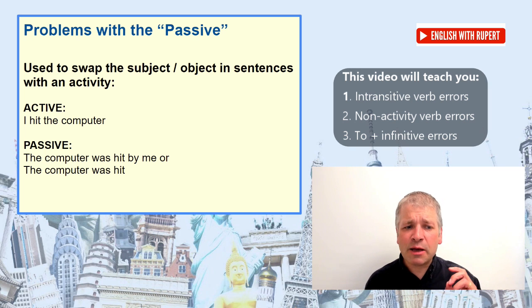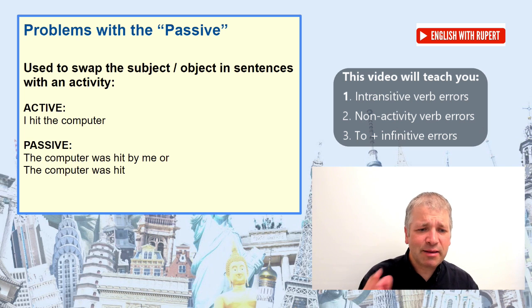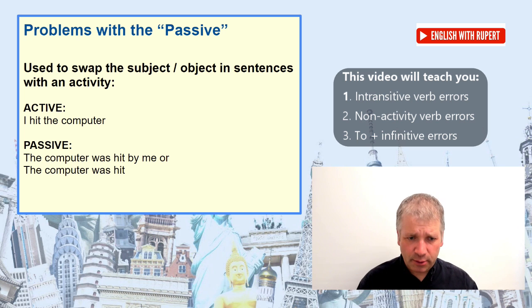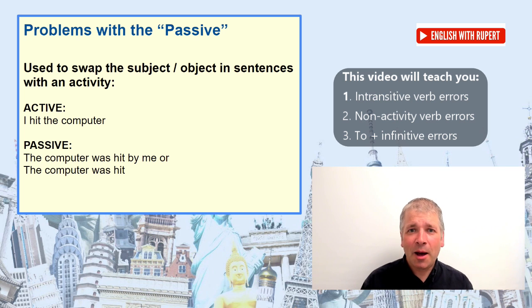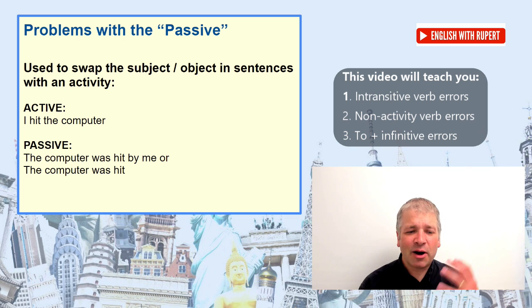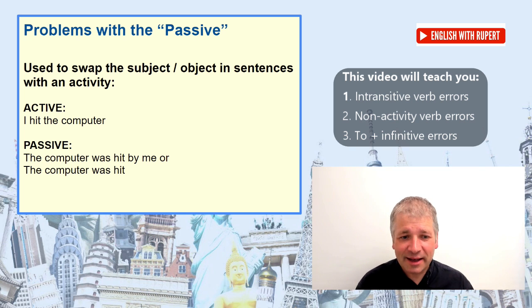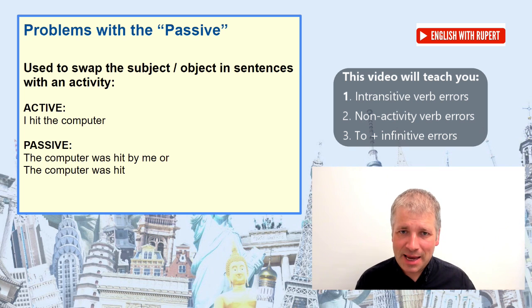So this is when we swap the subject and the object in sentences with an activity. So sentences where there is an activity. So for example, if I get really mad and my computer's not working well, I might hit the computer. If I turn it into the passive, I say the computer was hit by me. Or I could even say the computer was hit and just not mention me at all.